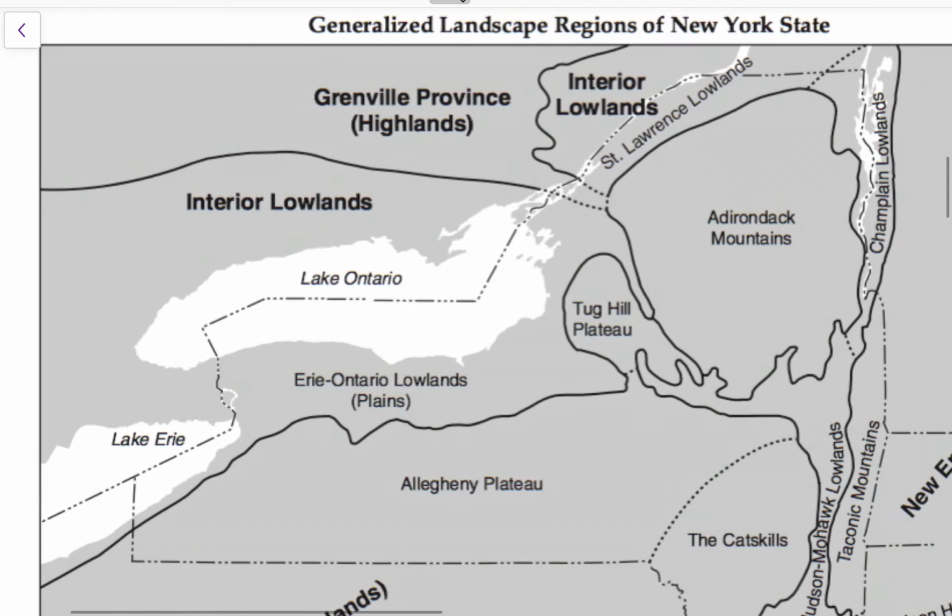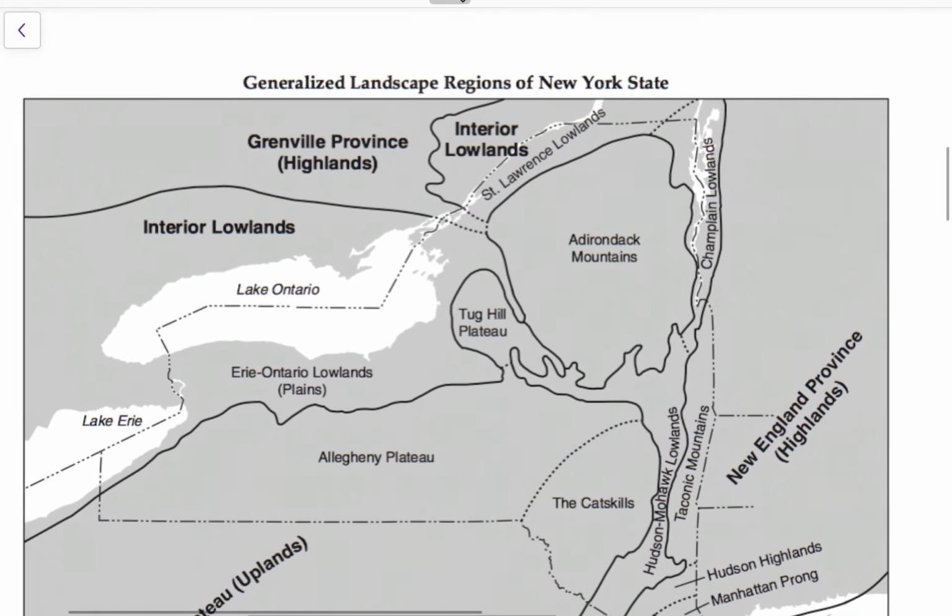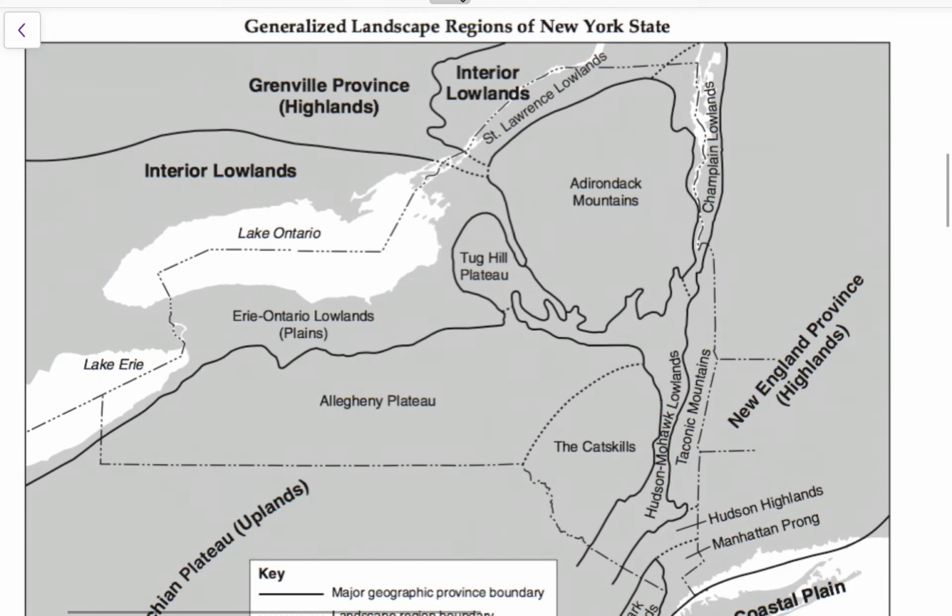So to start, first let's look at page 2 of the reference table. As you can see at the top, page 2 is a map of New York State, and it's titled Generalized Landscape Regions of New York State. By now we've learned that there are 3 major types of landscapes: mountains, plateaus, and plains. This map breaks down New York State into its different landscape regions. New York is pretty unique because it contains all 3 types of landscapes throughout various parts of New York.